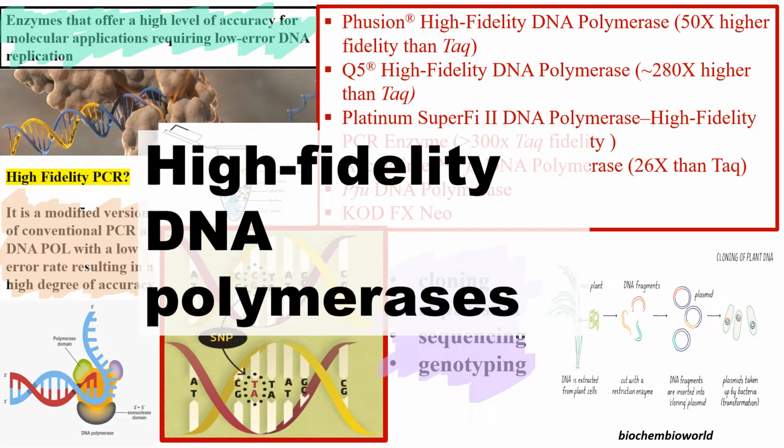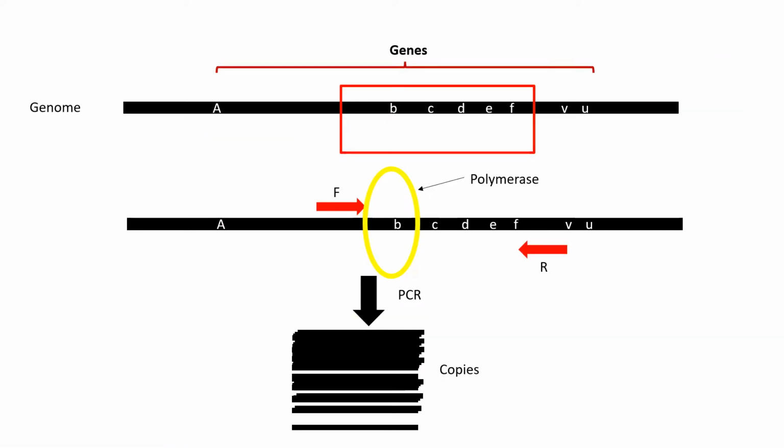In today's video, I'll be discussing high fidelity DNA polymerases. Firstly, let's get into the basics. Suppose this is a genome of an organism which I'm studying, and I want to amplify this red region, that is these particular genes, B, C, D, E, F. I want to amplify these genes so as to go further for my analysis, for my study.